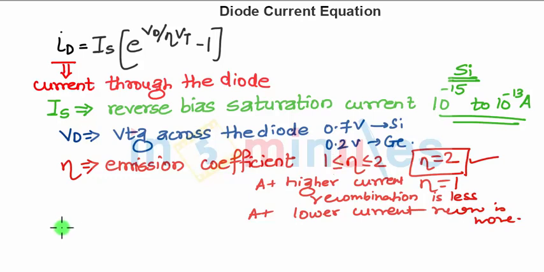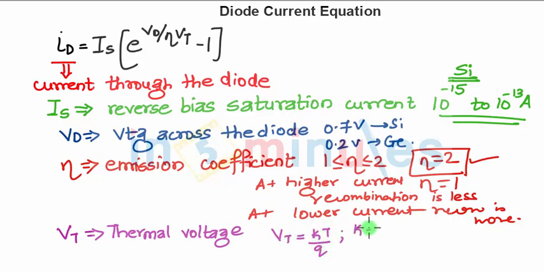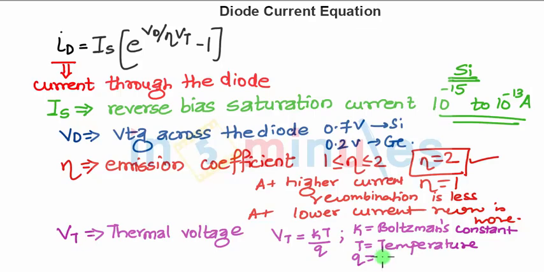Now last is VT. VT is the thermal voltage. Now how to calculate the value of thermal voltage? Is it constant? Yes, of course it is constant. We can say VT is KT upon Q, where K is the Boltzmann's constant, T is the temperature and Q is the charge.